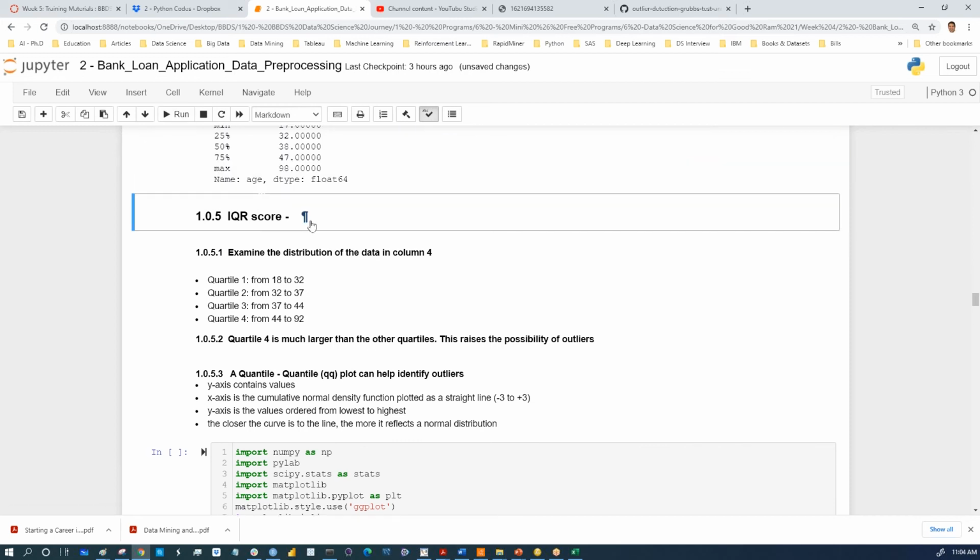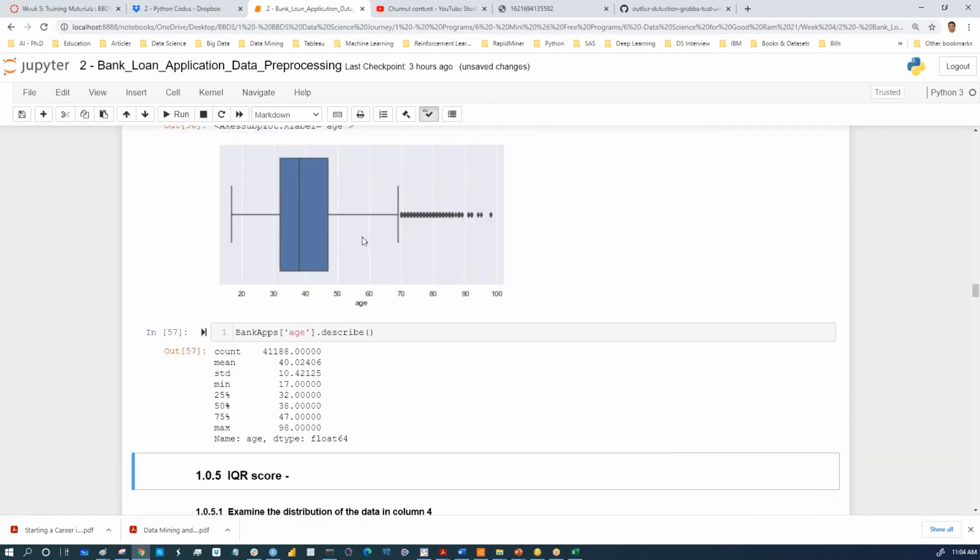Again, when we are talking about the statistical five-number summary of age, we got here 40. I'm sorry, this is 32. This is 38. This is 47. And of course, we got outliers, anything that is above the whisker.